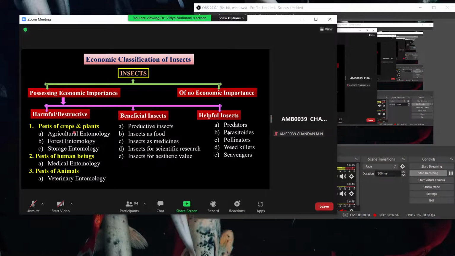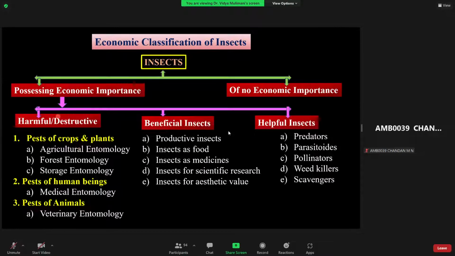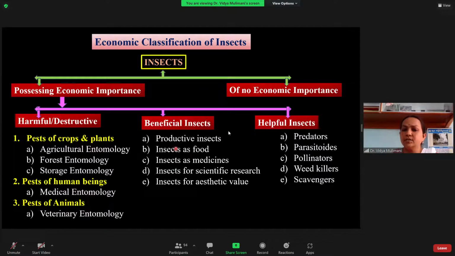Next, moving on to the center part, that is, the beneficial insects. As I told you, you are going to get some product. So here I will tell you about productive insects, beneficial insects. You can see here they are categorized into five types. Many types are there; I have taken only a broader classification here. So you can see the productive insect. That means we are not destroying the insects here. We are getting some product. That is why it is a productive insect.